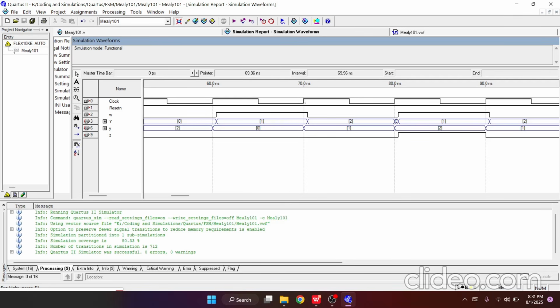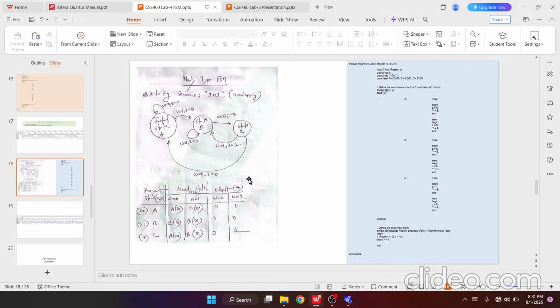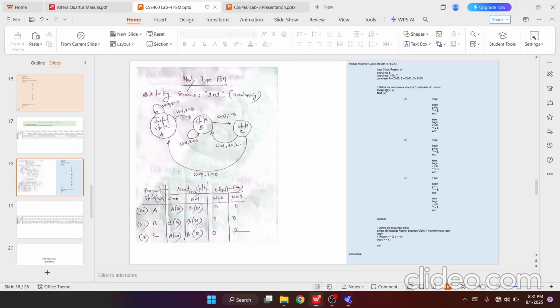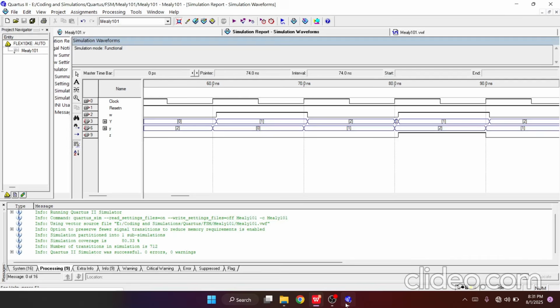Now at this positive edge, the present state is now B, and while being in B state, if you get high, your next state should be B, which is true here as well. Now if you get 0, then you should get to C state, 1 1 0. Okay, so your next state is C, which is being evaluated in the capital Y.